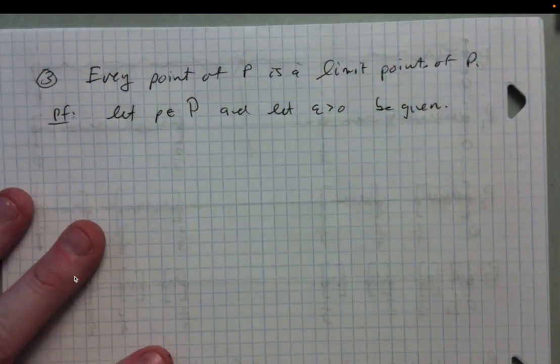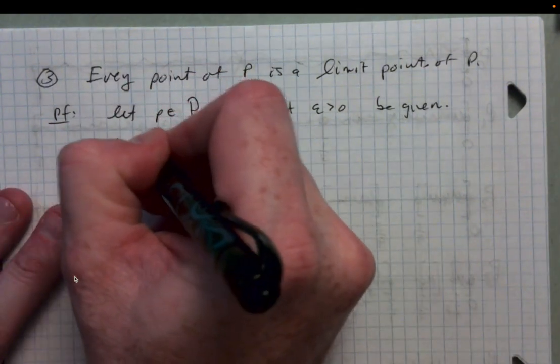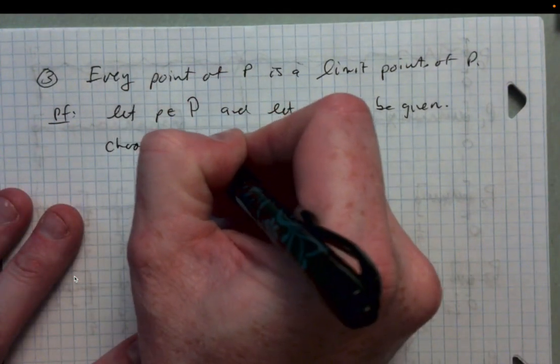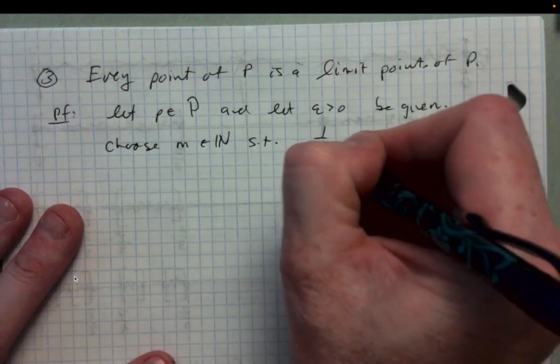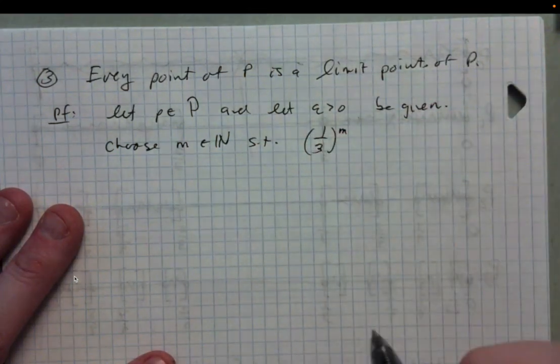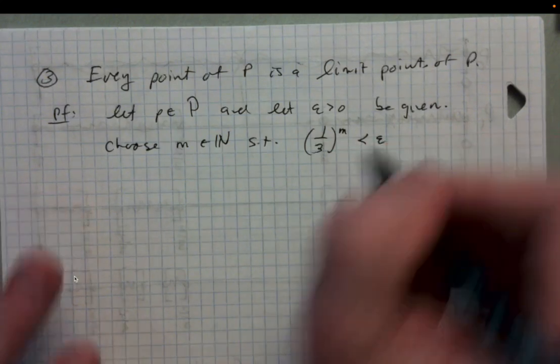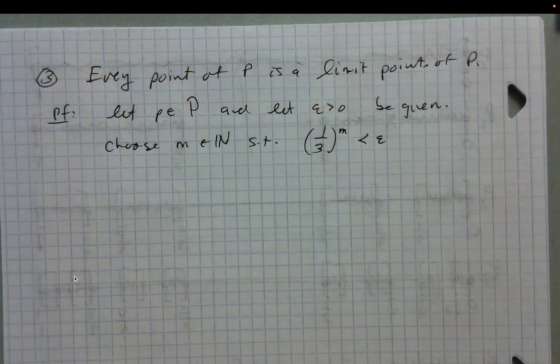Now what we're going to do is choose a natural number m such that 1/3 to the m power is less than the given epsilon. So you give me an epsilon, I can go find an m such that 1/3 raised to that power is smaller than epsilon. That's not a problem. We know that.